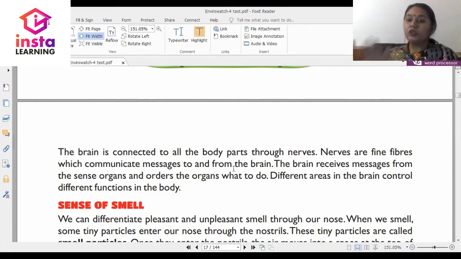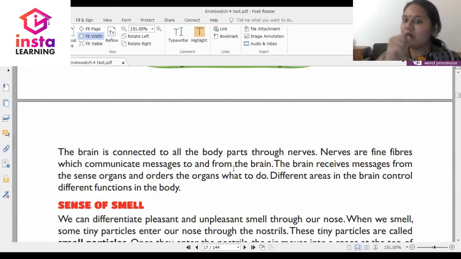Another example: you touch something hot and you immediately remove your hand. How? Because the moment you touched something, your skin, which is a sense organ, has touched something which is harmful or affecting you. Immediately a message goes to the brain that you're supposed to remove your hand. So this is how the brain and all our sense organs work. This is how all of them coordinate with each other.